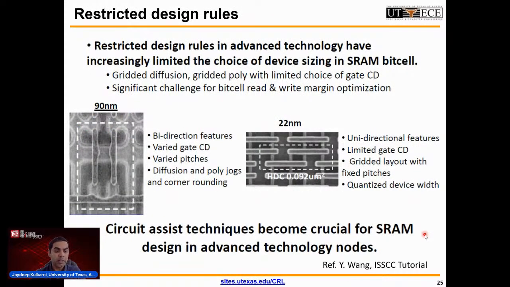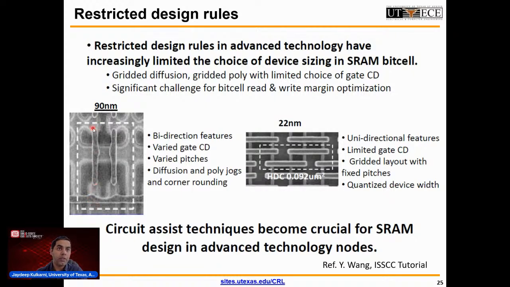So what are the changes that are happening in the bit cell layouts or bit cell design space? The significant changes have happened over a period of time. The first one is the restricted design rules in the advanced technology nodes. For example, if you look at the 90 nanometer SRAM bit cell layout, it used to have bidirectional features.